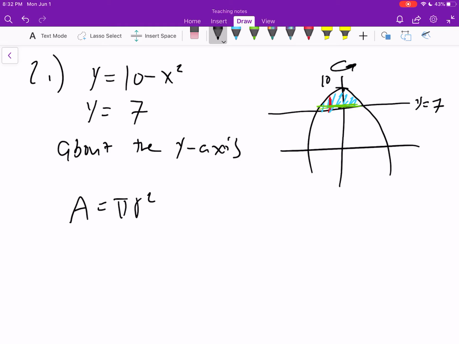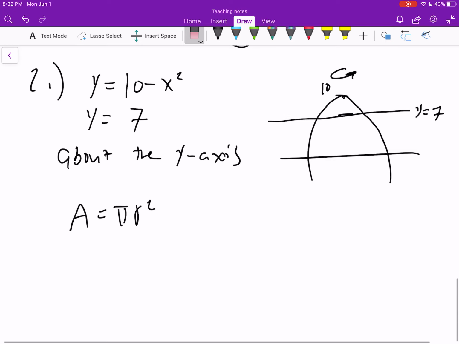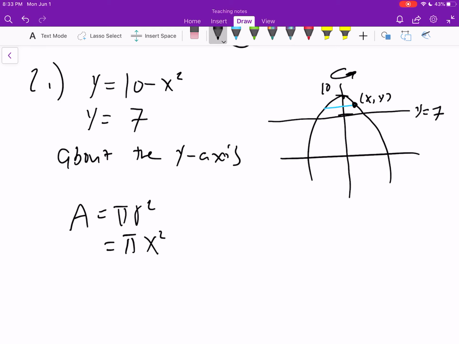If you look at any of these discs, let me get rid of the two colors here. Okay, whatever. So if you look at these discs here, the radius of any of these discs, if I have this point x, y here, is going to be whatever that point x is. So this area is pi times the radius squared, and the radius we just said is the x coordinate. So it's going to be pi x squared.